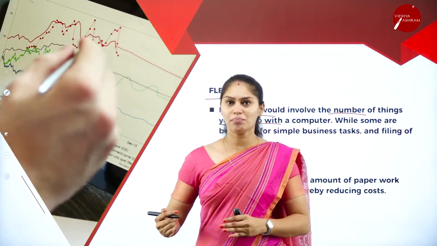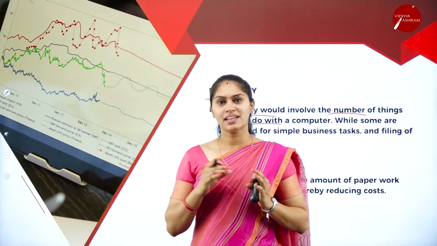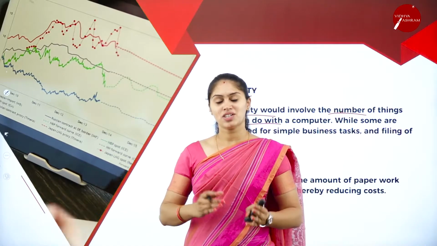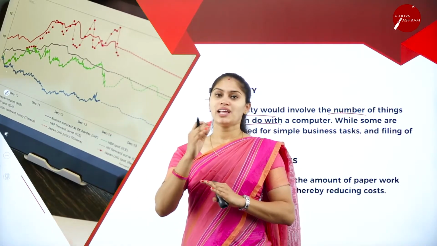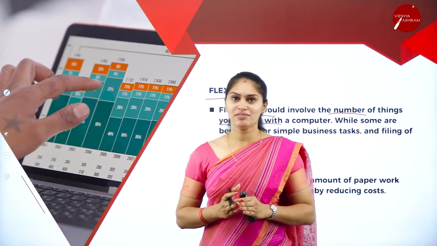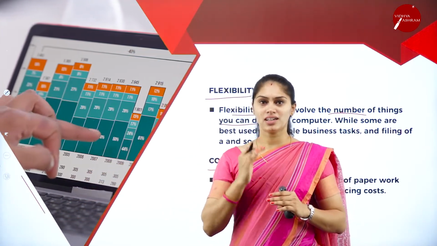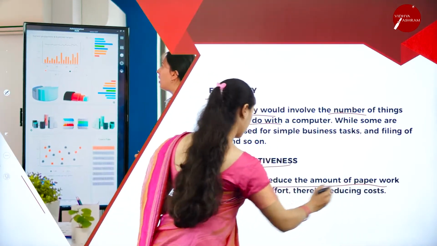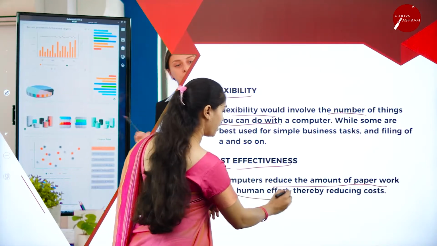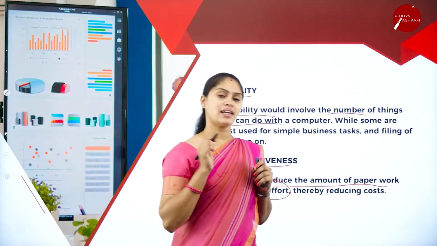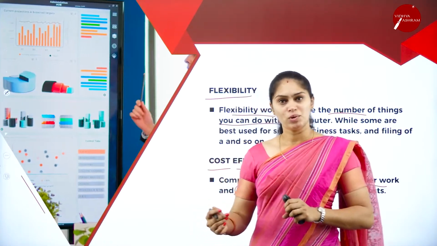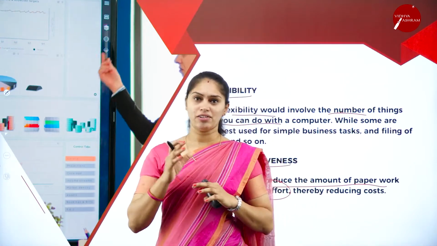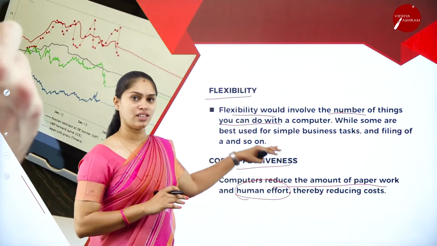But when we have computers, instead of writing everything on paper, we can store a copy of the data and information in the computer software. So that made our life easy. Cost effectiveness means that by making use of computers and their software, I can reduce the amount of paperwork, and it also reduces human effort. Instead of writing, I can easily type the data into the computer system and no paperwork is required. It is going to reduce the human effort. That is the main advantage of the computer.